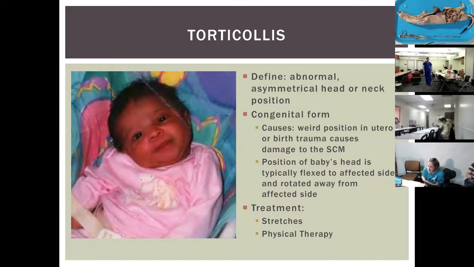So the position of the baby's head will tell you which muscle is affected. Typically they'll flex to the affected side and rotate away from the affected side. So in this picture, you can tell the baby is flexed to her right and rotated left. That means that her right sternocleidomastoid is probably affected. A lot of times they will have a physical therapist come in and show them different stretches they can do at home, and the parents should work on them, and the problem will go away after they work on these stretches.